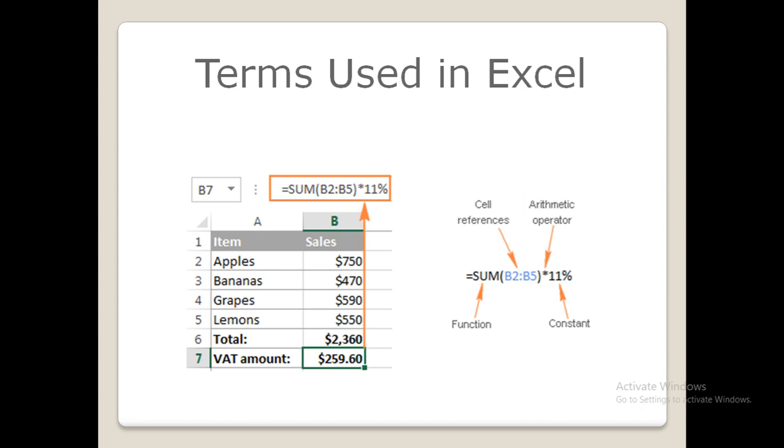Then we have values. The values could be numeric or string. Either we have 40, or a string can be any information, like "information and technology" in this format. And we have function. Functions are the built-in formulas that are used in MS Excel, like we have sum, average, min, max and count.